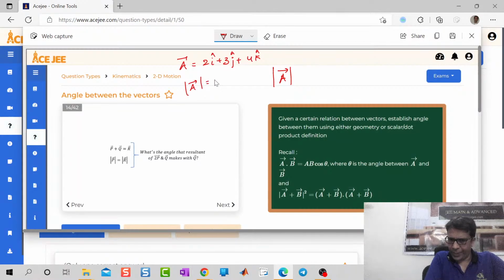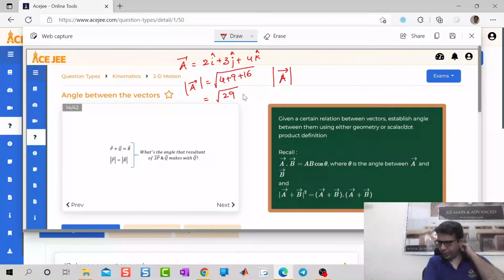So what is the magnitude? This is the square root of 4 plus 9 plus 16. That is the square root of 29. Right, beta? Yeah. So if you were to square it up, you can write this as A dot A.